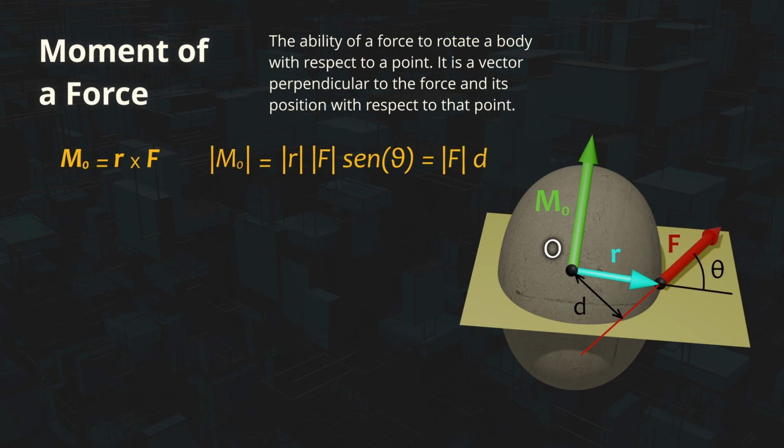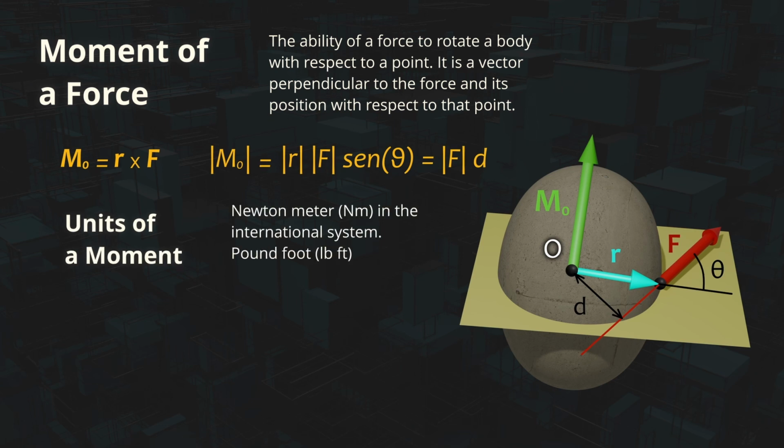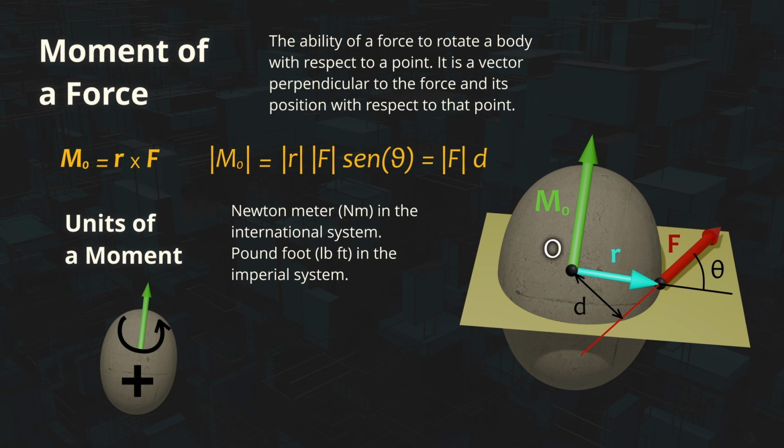The moment is measured in units of Newton meter or pound foot. The calculated moment is a vector perpendicular to both r and F. The sign of the moment indicates the direction in which the force tends to rotate the rigid body. A positive moment implies counterclockwise rotation, while a negative moment implies clockwise rotation.